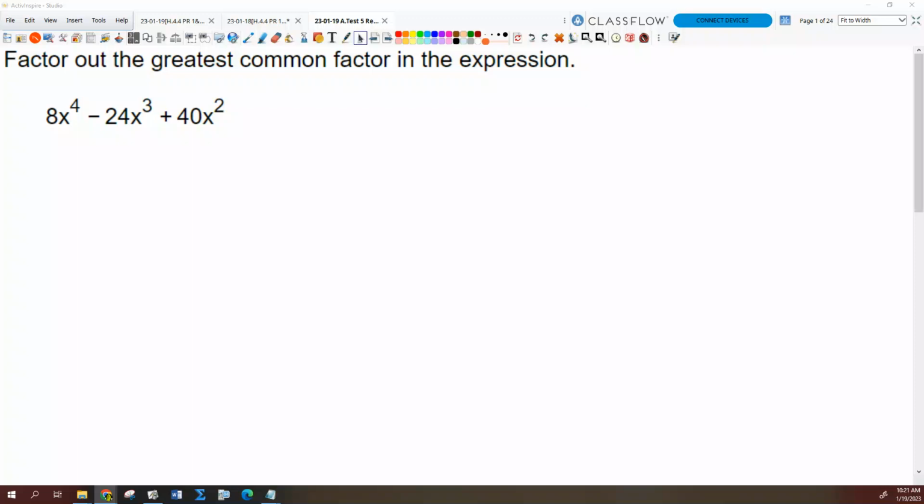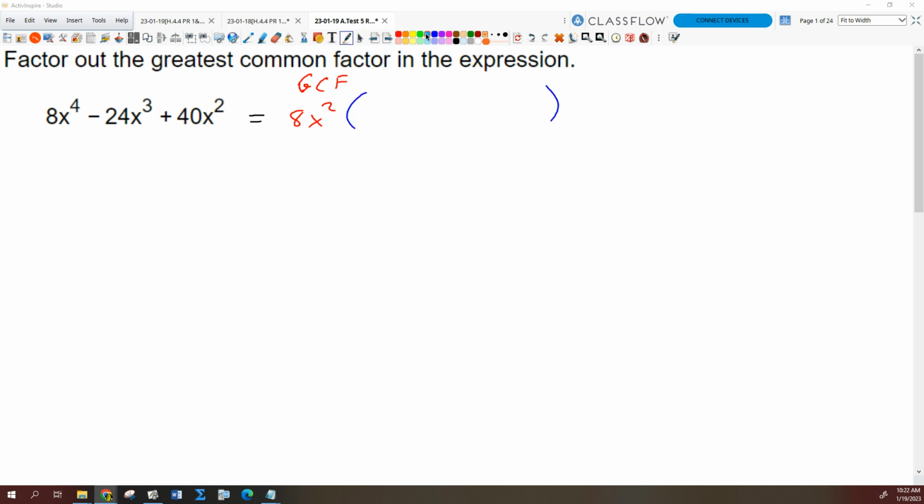Going back to the beginning of chapter 4, unit 4, factoring out the greatest common factor. They want us to factor this by factoring out the greatest common factor. So what is the GCF here? Everybody agree? 8x squared. The biggest number I can undistribute from all those is an 8, and the biggest power of x I can undistribute is an x squared.